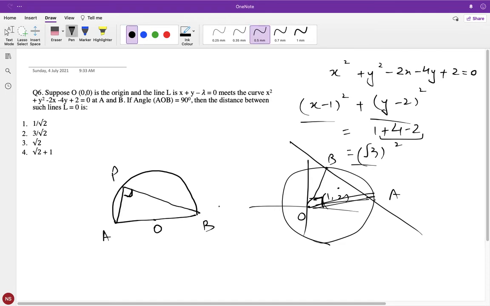So what I am going to do to make my life easy in this problem is, I am going to assume a circle whose center lie on AB and which passes through origin.